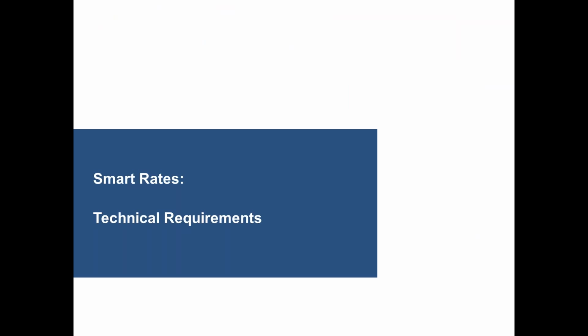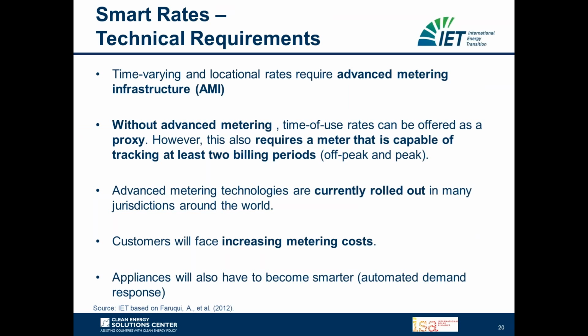So first of all, let's look at some of the technical requirements. As I said, AMI is required for this advanced metering infrastructure. You can do a certain amount of time of use tariffs with normal metering infrastructure. However, this would require a meter that is capable of tracking at least 2 billing periods. So if you have a very basic meter which is at least able to track off-peak and peak electricity consumption at different times of the day, you could also work with this for a start.